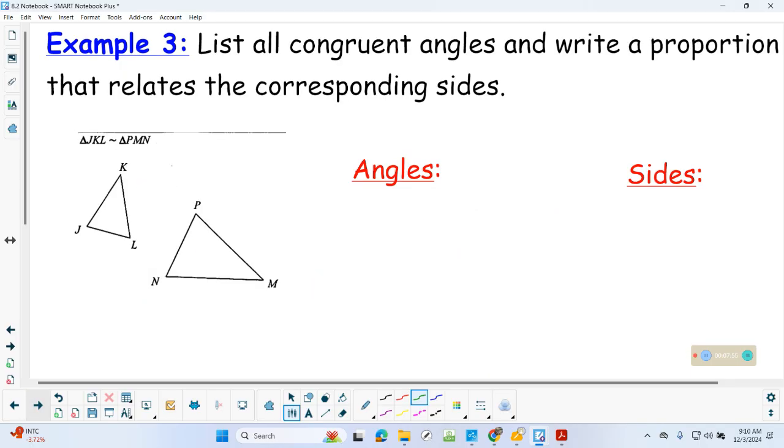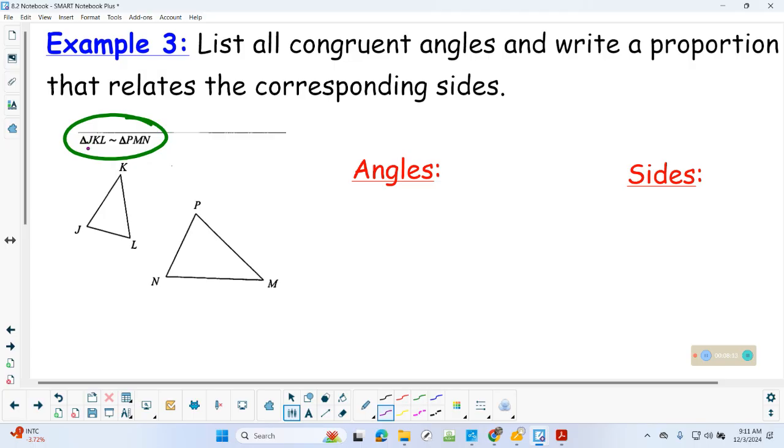All right, list all the congruent angles and write a proportion that relates the corresponding sides. Okay. So first off, kind of zero in on this. They don't have anything marked on the picture yet for me, so I'm gonna have to figure this out and mark it, which is fine, I can do it. So again, I'm gonna pair them up.